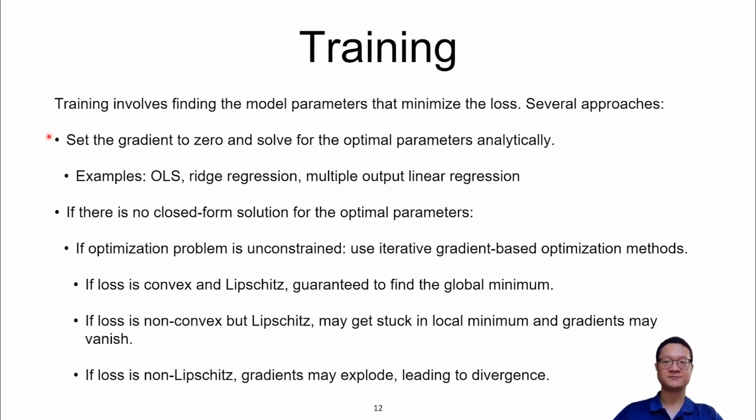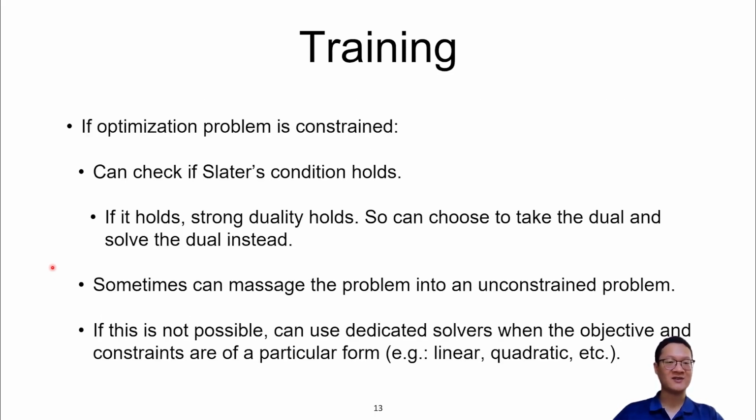And then we had two cases. If the optimization problem is unconstrained, we can use iterative gradient-based optimization methods. An example of an unconstrained optimization problem was the minimization of the square loss. In this case, if the loss is convex and Lipschitz, then we're guaranteed to find the global minimum. If the loss is non-convex but Lipschitz, then it may get stuck in a local minimum and the gradients may vanish. We also saw some examples where the loss function is even non-Lipschitz, and here the gradients may explode, leading to divergence. So that was the unconstrained case.